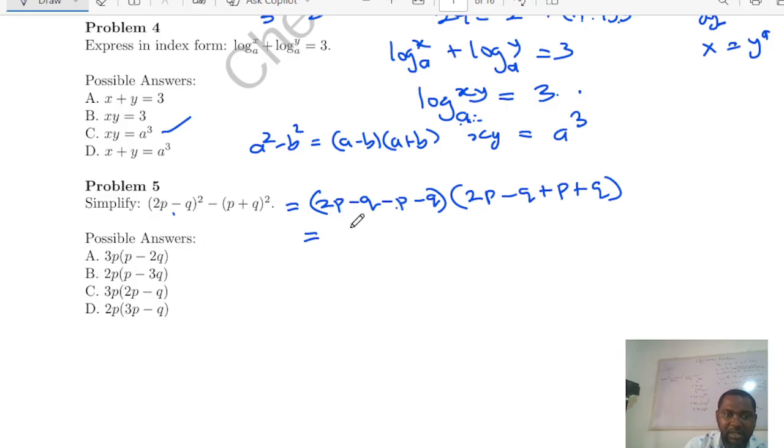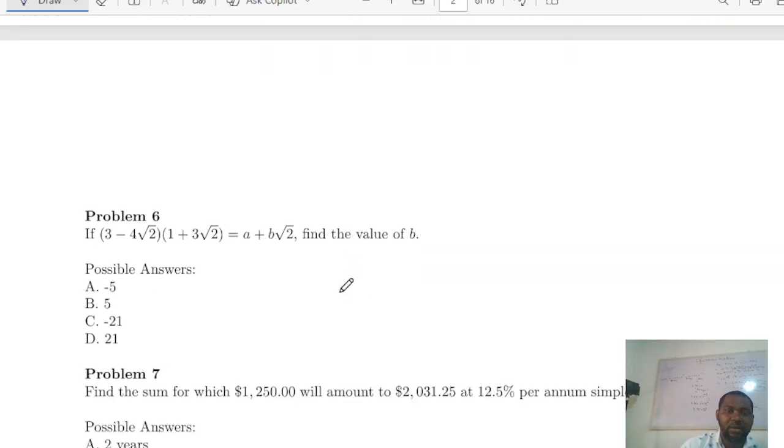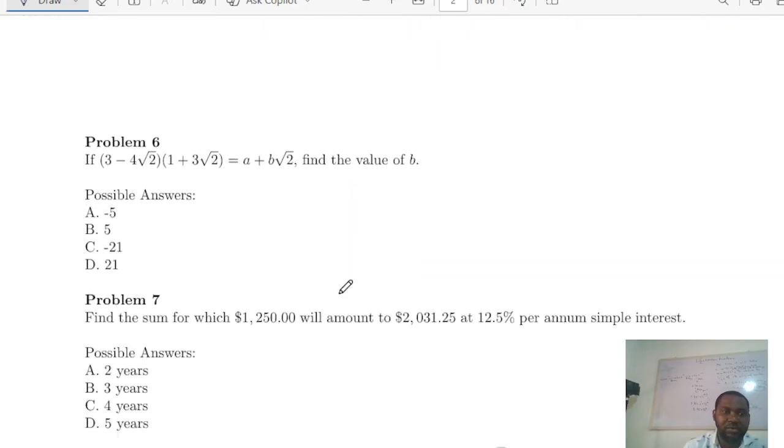So here we are now going to have 2p minus p is p, minus q is minus 2q. Then here we have 2p plus p is 3p. Then minus q plus q is 0. They cancel out. So that means the final answer is going to be 3p into p minus 2q. Okay, 3p into p minus 2q. The answer to this question is A. Quite interesting, right? Okay, so that leads us to the next one.